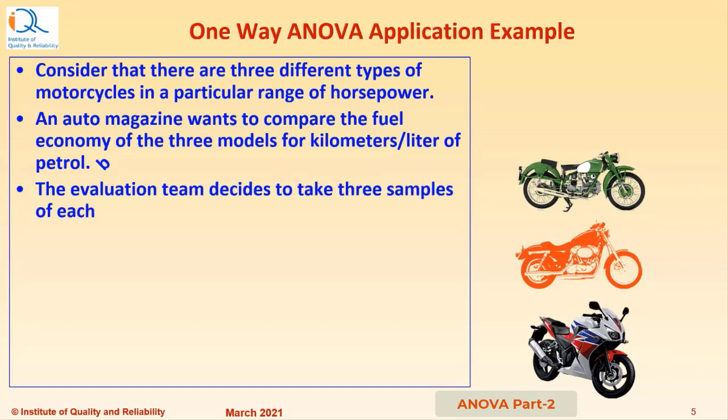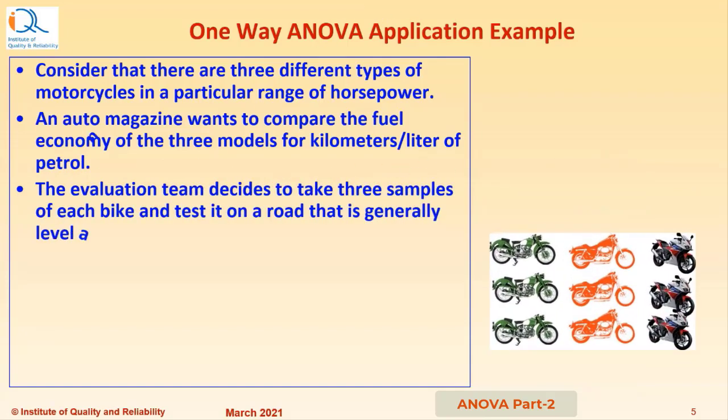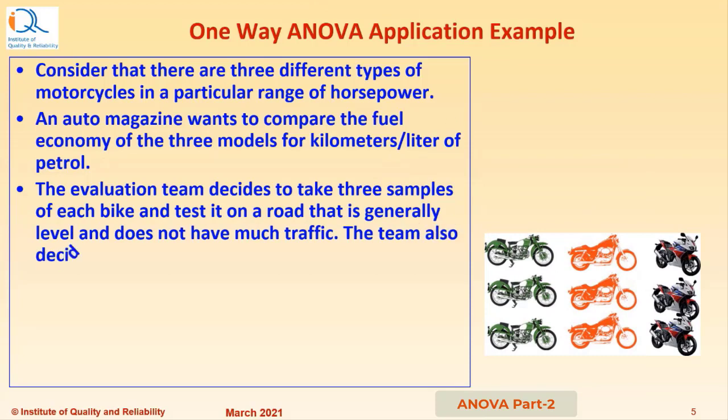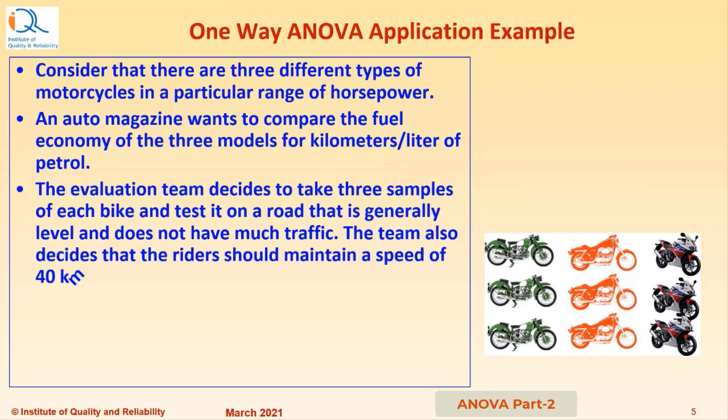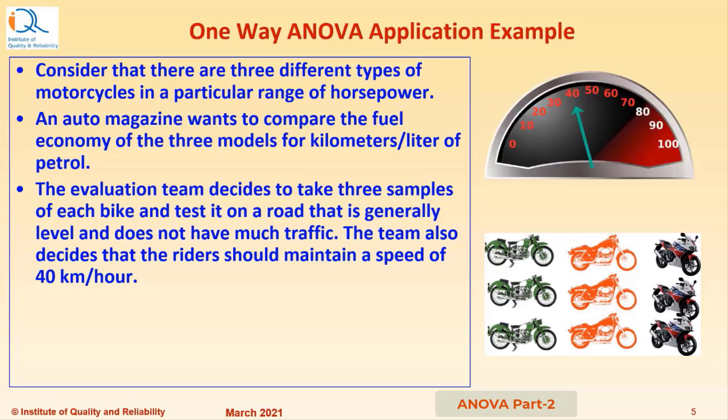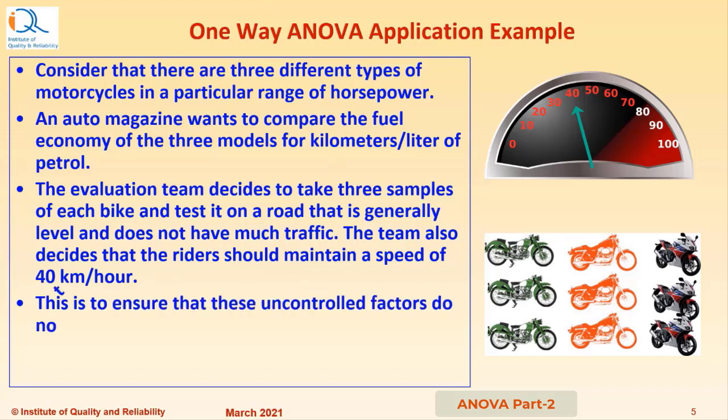The evaluation team decides to take 3 samples of each bike and test it on a road that is generally level and does not have much traffic. The team also decides that the rider should maintain a speed of 40 km per hour. This is to ensure that these uncontrolled factors do not affect our conclusions significantly.